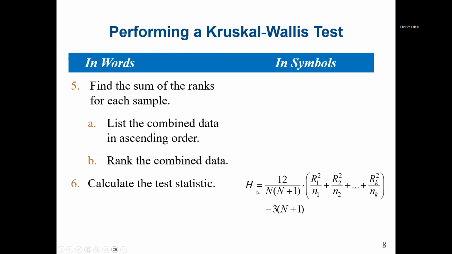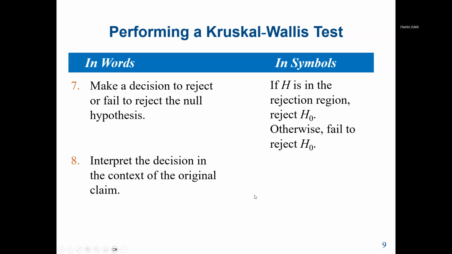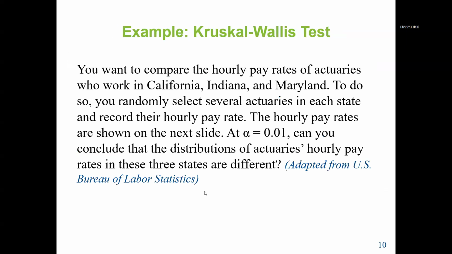So after that, we can find the H now. When we find H, as we said earlier, if H is greater than the critical value, then we are going to reject H0. Otherwise, we are going to accept H0. So we do our interpretation, the decision in the context of the original claim. So let's see an example now.